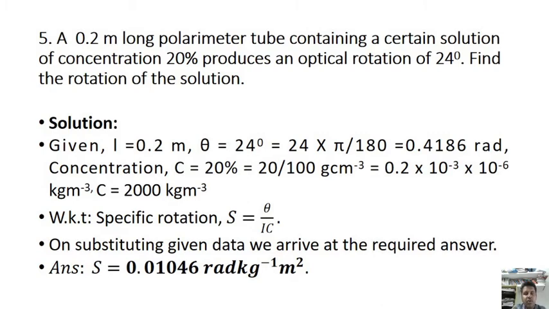a 0.2 meter long polarimeter. In the lab we do the polarimeter experiment using a polarizer and analyzer. So there is a polarimeter. A 0.2 meter long polarimeter tube containing a certain solution of concentration 20% produces an optical rotation of 24 degrees.